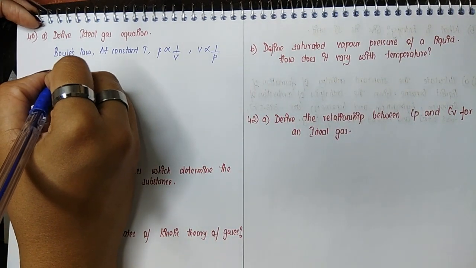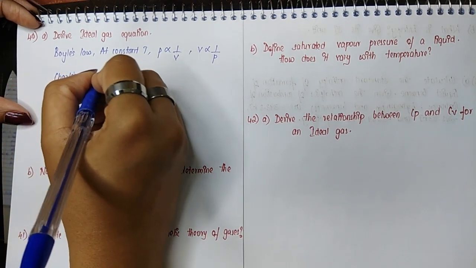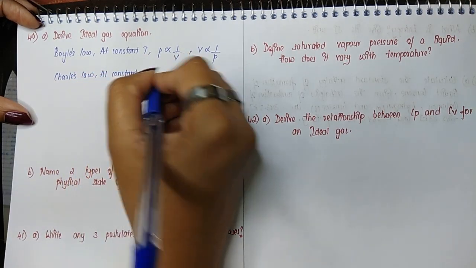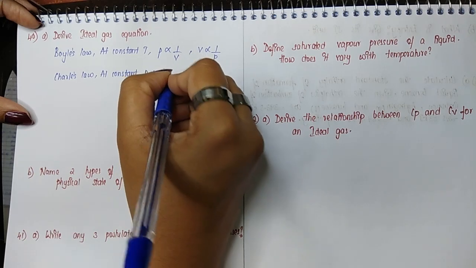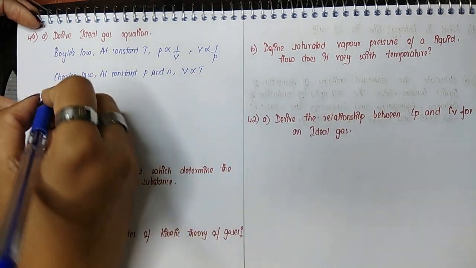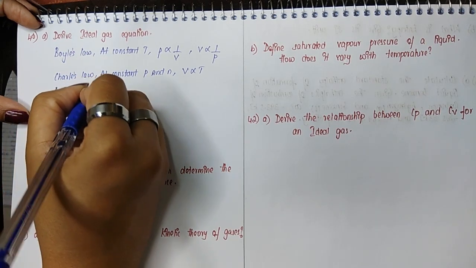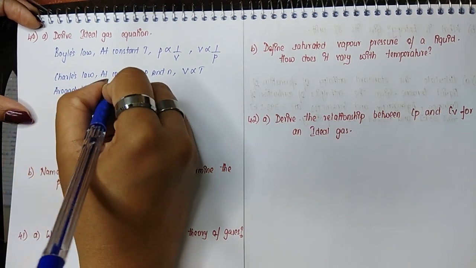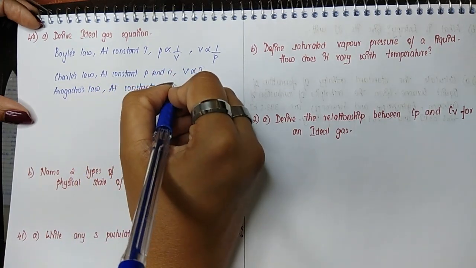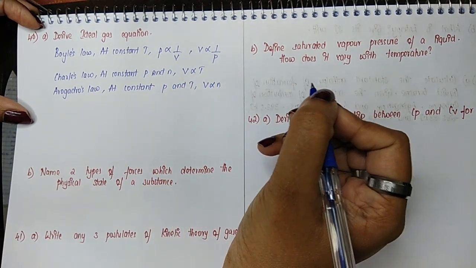Then based on Charles' law, at constant pressure and number of moles, volume is directly proportional to temperature. And the last one is based on Avogadro's law. At constant pressure and temperature, volume is directly proportional to number of moles.